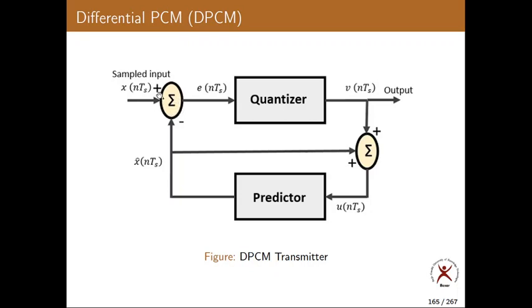What is the output of the summer? What is E of nTs? It is called the prediction error. E of nTs is X of nTs minus X cap of nTs. Okay. Now what is the quantizer input? Input to the quantizer is E of nTs. Output is V of nTs.